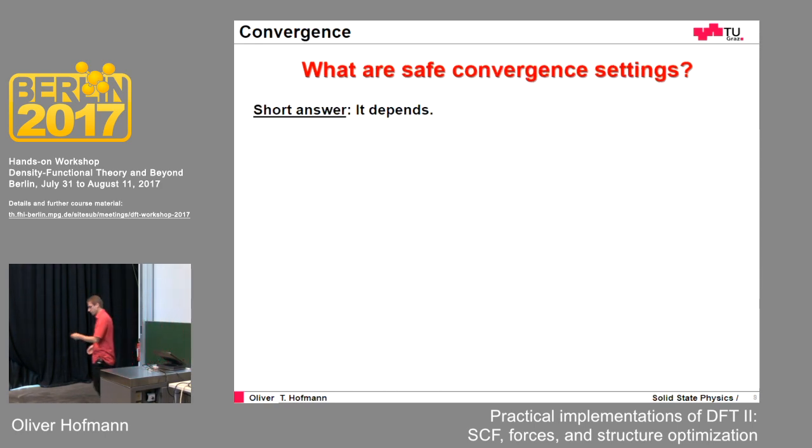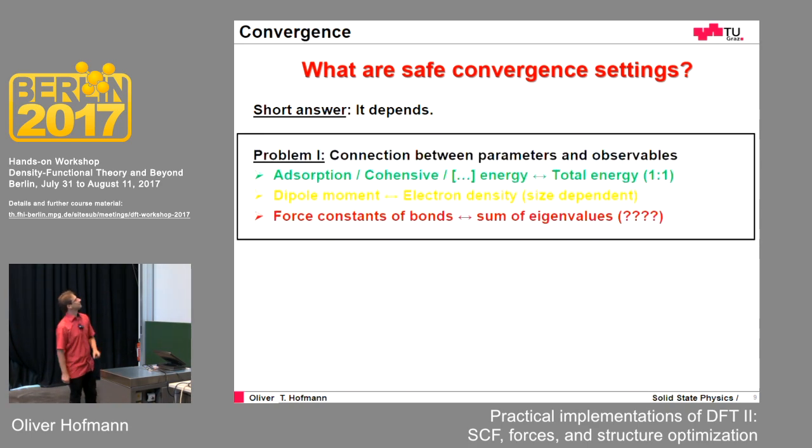So what are safe convergence thresholds usually? The problem is it depends a lot. Okay, Volker just tells me it's automated in Ames now. Maybe he can tell me more about this later, so I'll probably skip that a little bit.